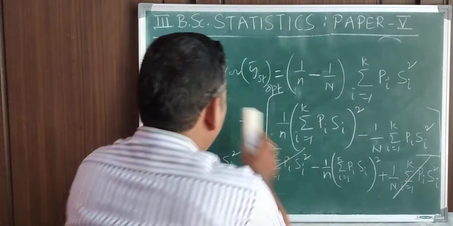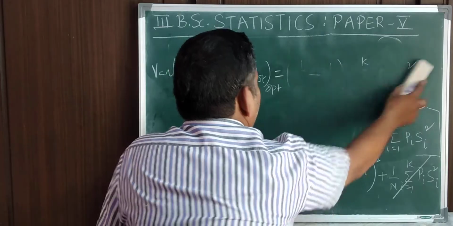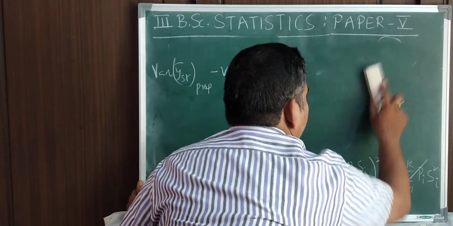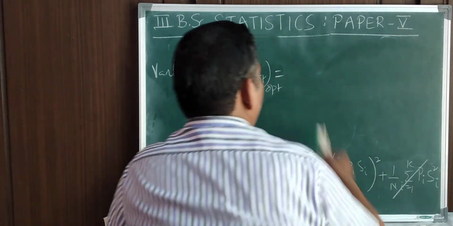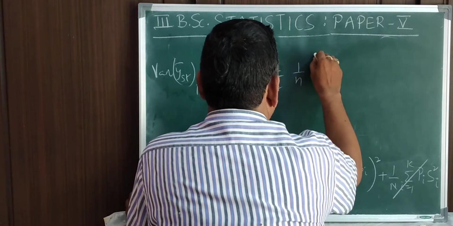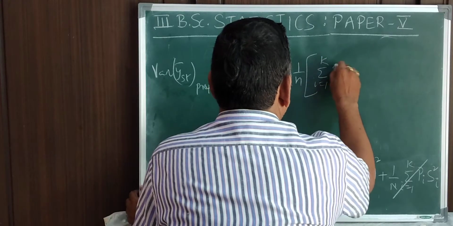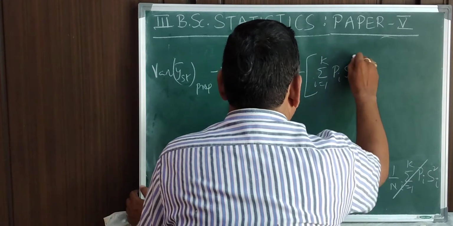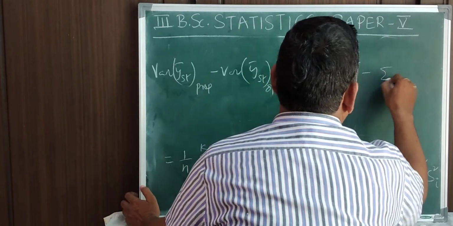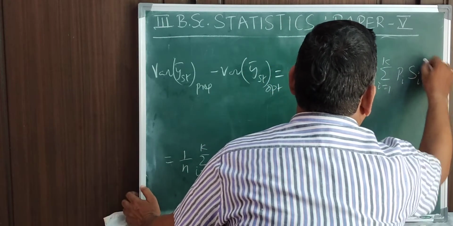Now I proceed further. This is equivalent to 1 by small n multiplied by summation i is equal to 1 to k, Pi Si square, minus summation i is equal to 1 to k, Pi Si the whole square.